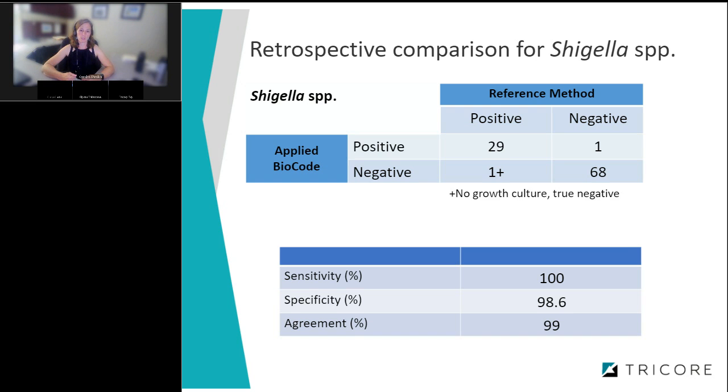And you would expect that if a sample has a very low concentration of pathogen, it might not culture as well. And then 1 that was positive on Applied BioCode but negative by BD Max. So overall sensitivity for Shigella was 100%, specificity 98.6%, and agreement 99%.